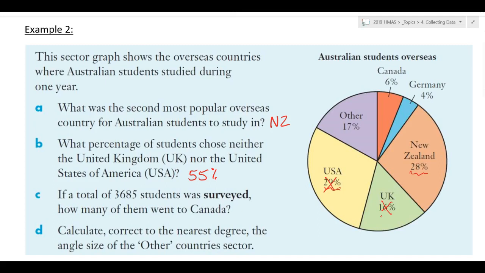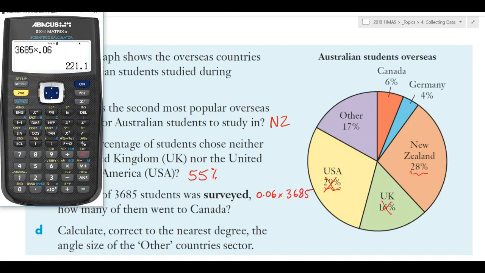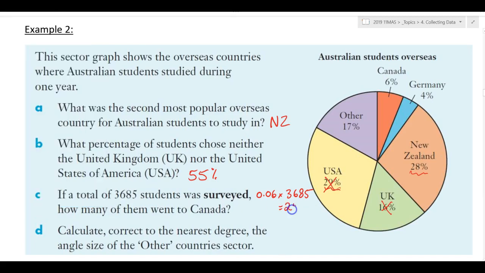If a total of 3,695 students were surveyed, how many of them went to Canada? Well, 6% of this number. So 0.06 times 3,685. Okay, that's going to be 221 students went to Canada.